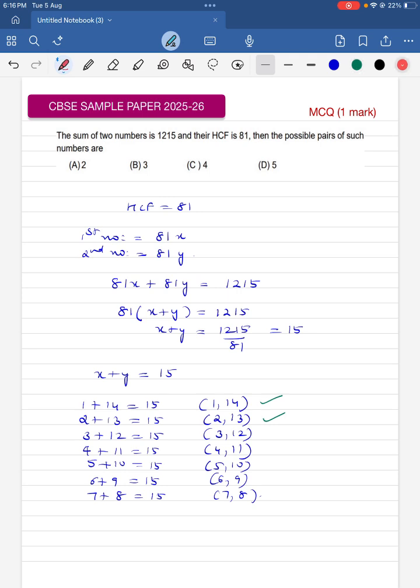But 3 and 12, no, it's not a pair which I can take because 3 and 12 have a common factor 3 between them. Then I could choose 4 and 11. 5 and 10, no, because they have a common factor between them. 6 and 9 is also not possible because they have a common factor 3 between them. But 7 and 8 is fine. Okay, so that means I have 4 pairs which are okay. So the correct option here will be option C.